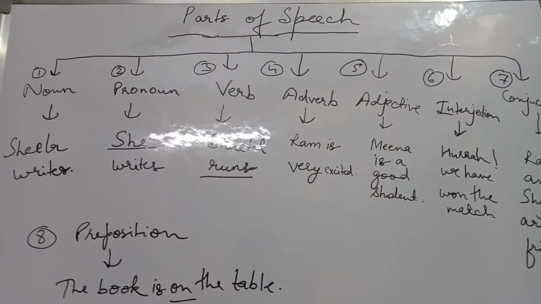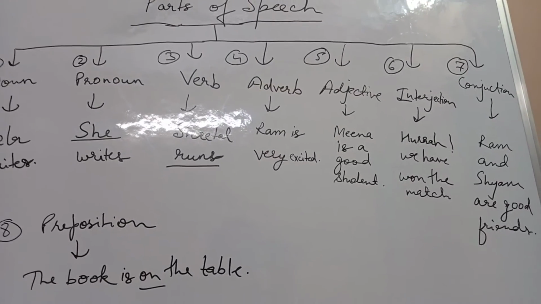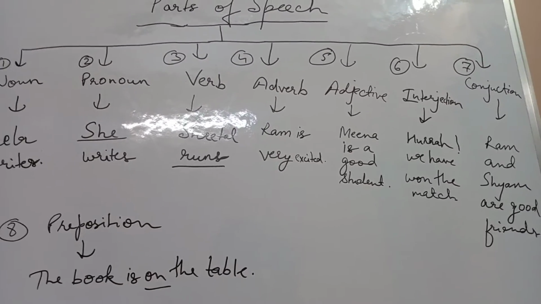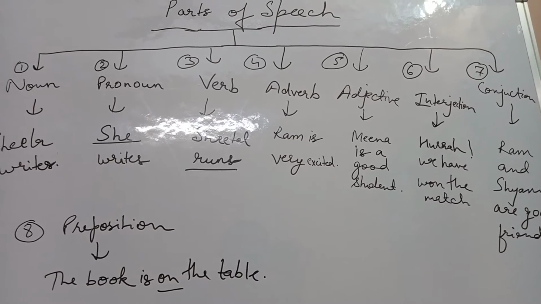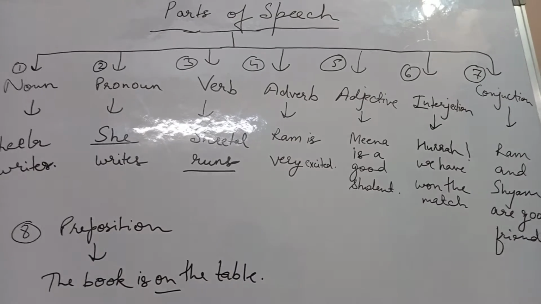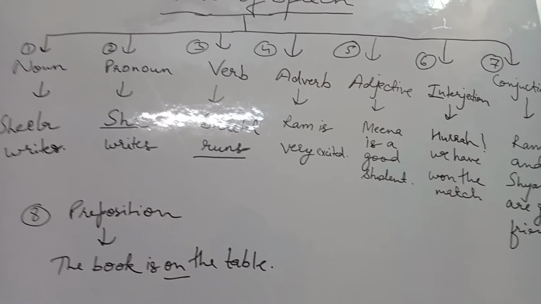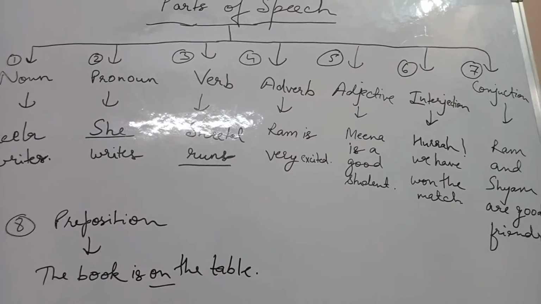adjective. Now coming to the next part of speech, which is interjection. What is interjection? Interjection is a sudden expression of a feeling. For example, in terms of joy, sorrow, excitement, winning something, losing something, whatever. It's a kind of sudden expression.